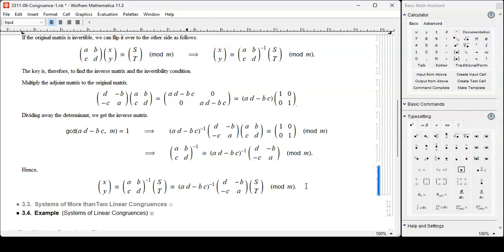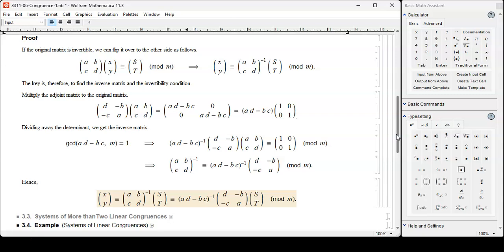And that leads to this conclusion. So we have the unique expression of the answer, modulo M, and that's valid when we can divide by AD minus BC.